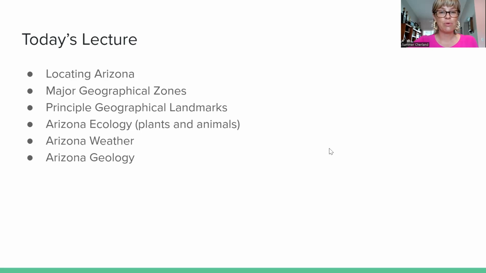We'll discuss principal geographical landmarks, the obvious being like the Grand Canyon, the Sonoran Desert. We'll look at all of those. We'll discuss Arizona ecology, both plants and animals. And I use that term ecology intentionally, and I have a little reason for it later on in the lecture. We'll discuss Arizona weather. It's not just dry, it's not just hot, it's actually a very diverse state. And we'll end with a discussion of Arizona geology.